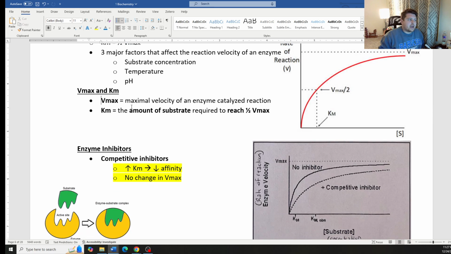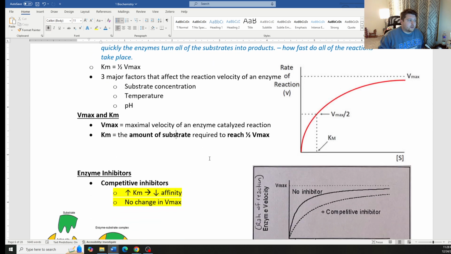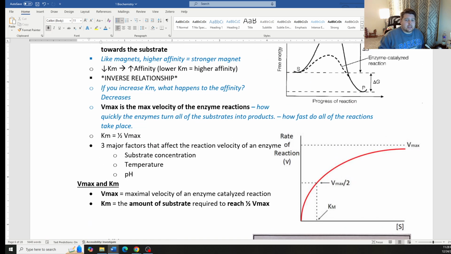So again, the Vmax is the maximal velocity of an enzyme catalyzed reaction. The Km is the amount of substrate required to reach 1/2 Vmax. This is kind of throwing a couple different definitions at you, but they're all referring to the same thing. We're going to go ahead and end this video here, and in the next one we'll talk about the enzyme inhibitors.